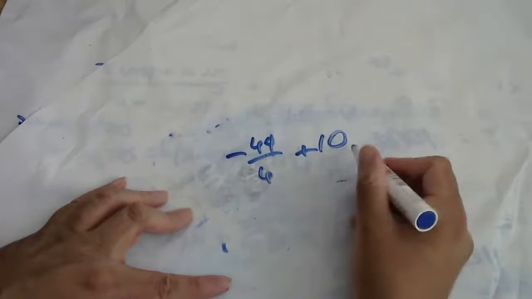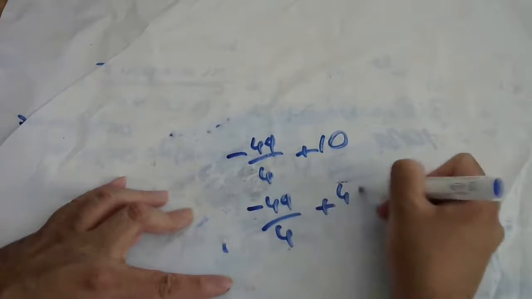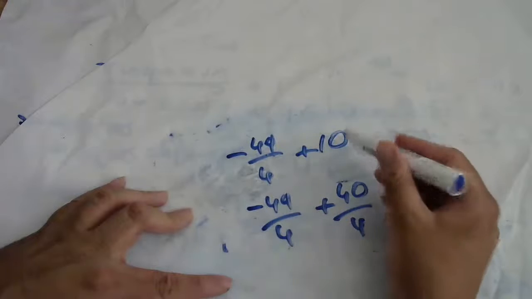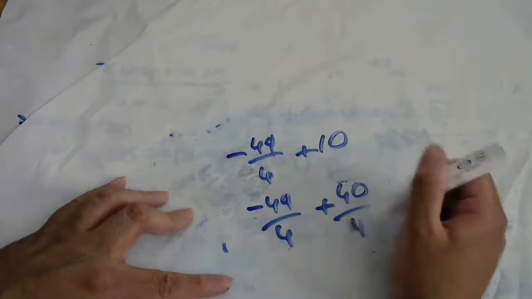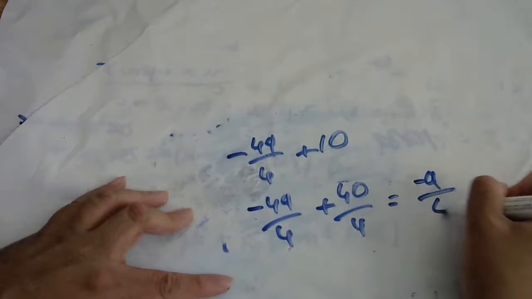How do you deal with that? Have them have a common denominator. So we have -49 over 4 plus 40 over 4, because 10 is just 40 over 4. And that gives you a final answer of -9 over 4. Simple as that. So what you've got to do is just work out what the two fractions added together are.